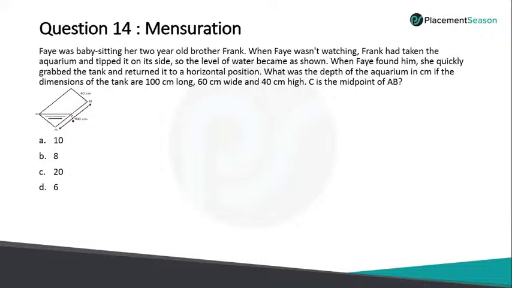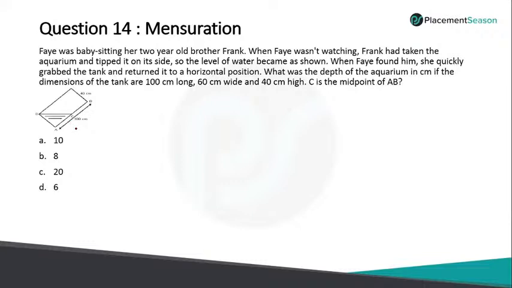But we want to find the depth of the aquarium, which will definitely be less than 50, because since it is tilted, the water has moved up a little bit. We need to find the original depth when it is in the original position. So we need to find the volume, since it is a cuboid.